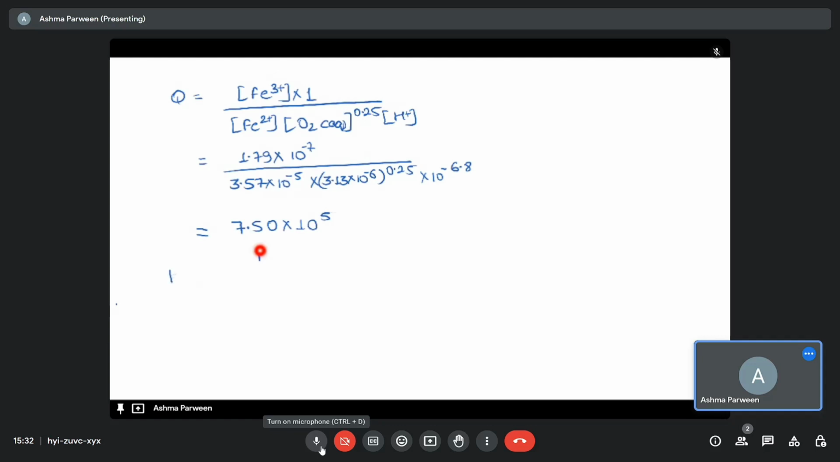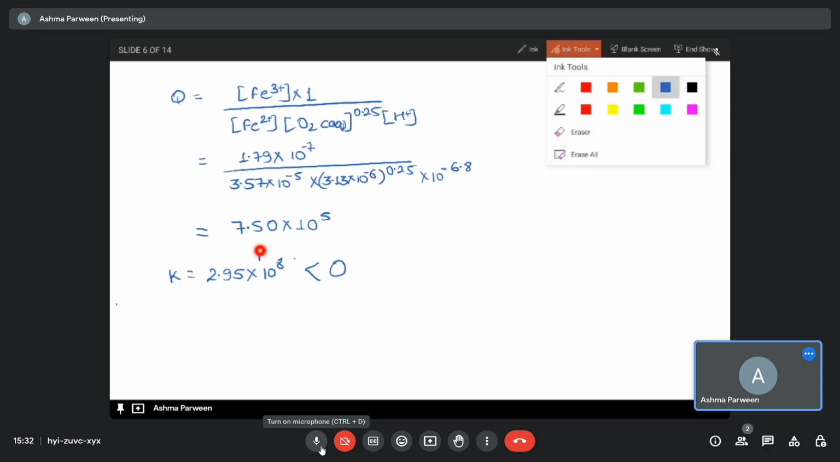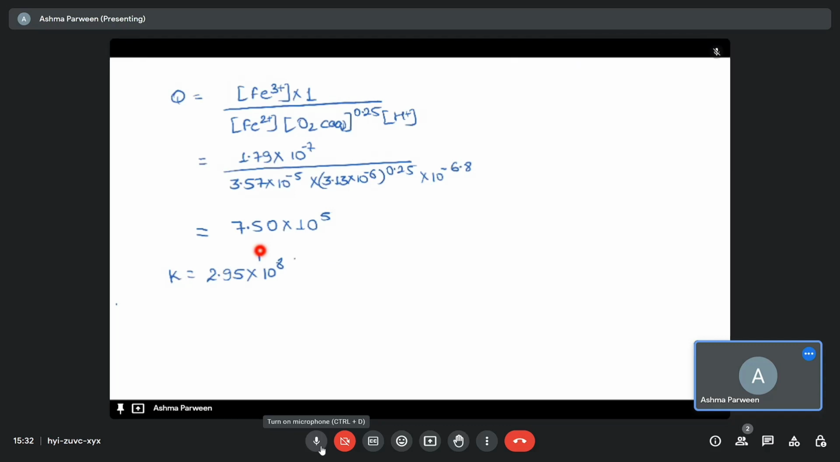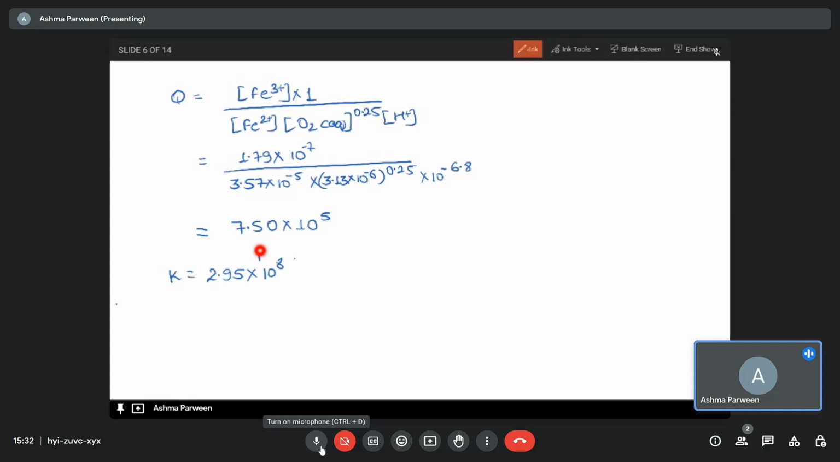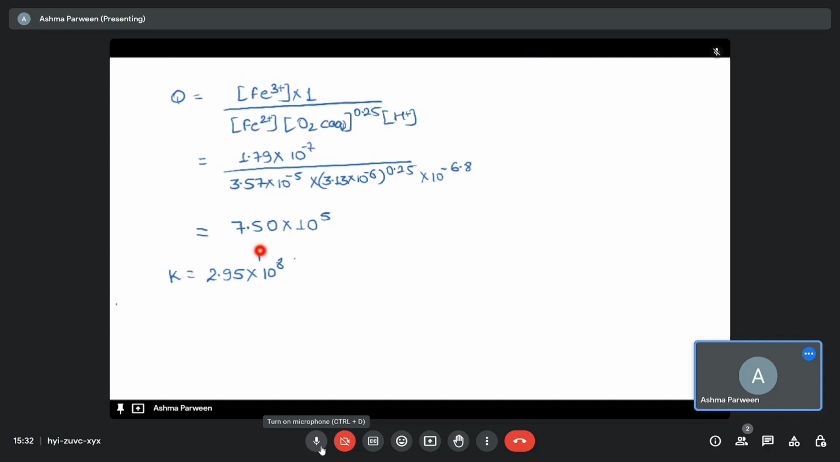Also, K was given as 2.95 × 10^8. So we can see that K is greater than Q. So the reaction will move in the forward direction. It means it will go towards formation of products.